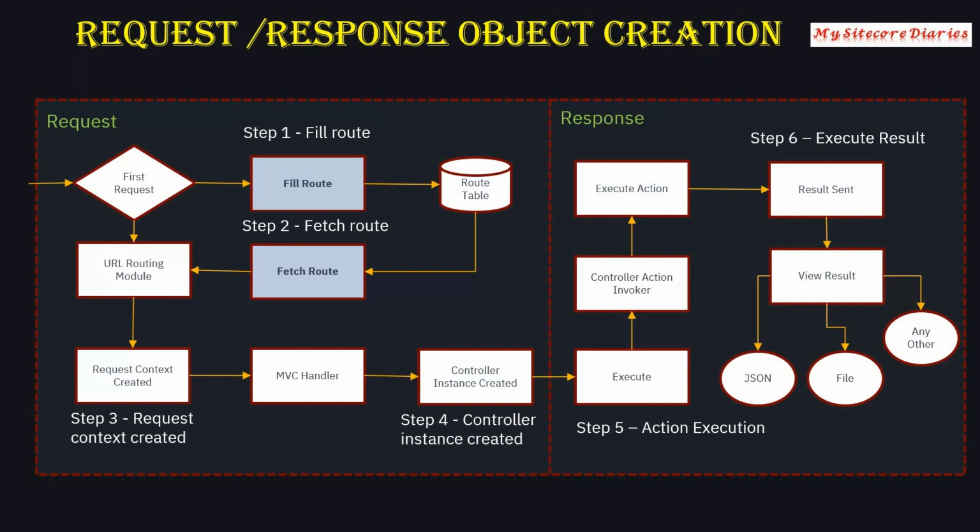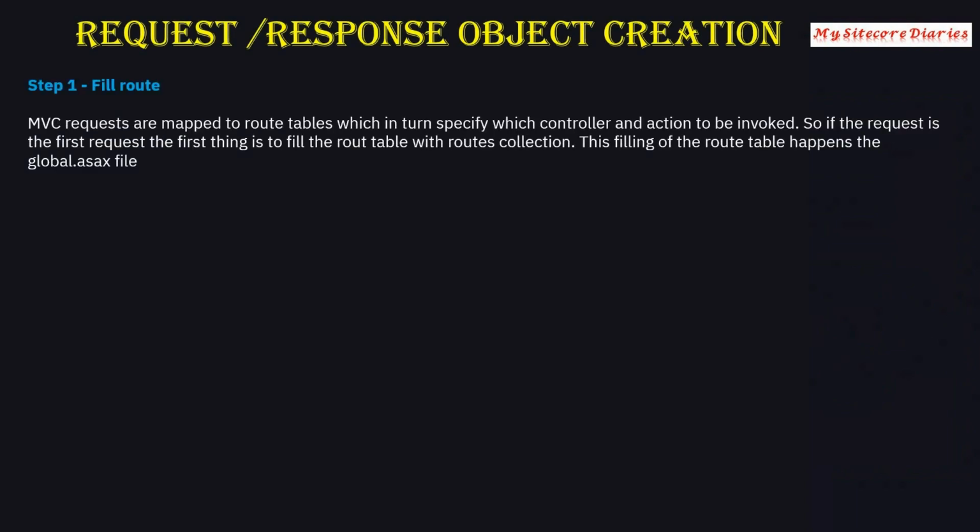The first part is the request handling, and the second part is the response creation. So we will summarize all the actions. The first step is to fill the route. MVC requests are mapped to the route table, which in turn specifies which controller and action are to be invoked. So basically it gives you the path, which is the controller and the action for that request.